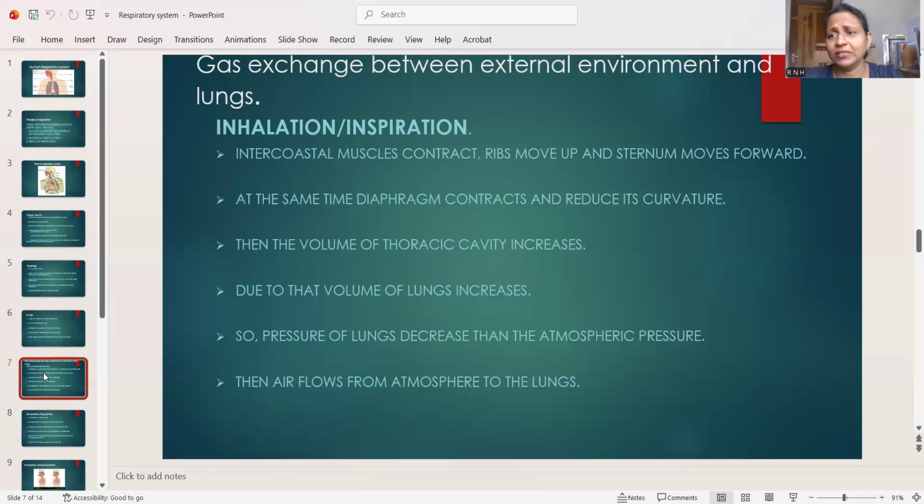When the volume of the thoracic cavity increases, the volume of the lungs also increases and its pressure decreases below the atmospheric pressure, so that the atmospheric air flows into the lungs due to the pressure difference. This is called inhalation.